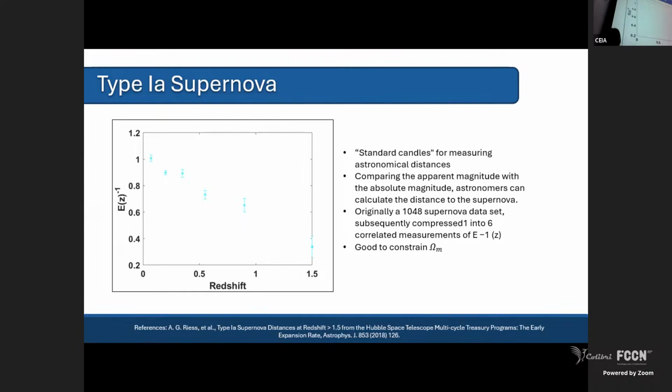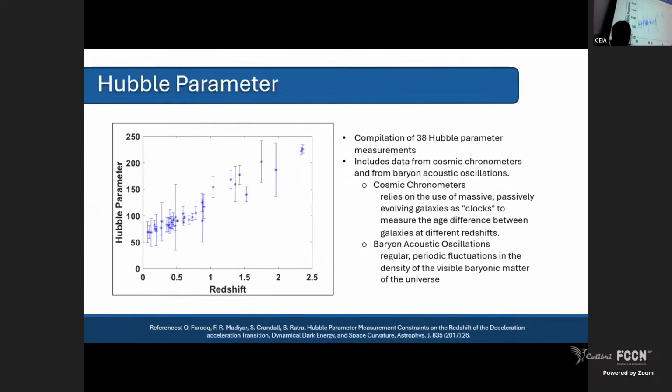The supernova data originally is a set of 1048 supernovae, but it's compressed to 6 correlated measurements. This is used really often because it's really good to constrain omega matter. We'll also use measurements of the Hubble parameter.